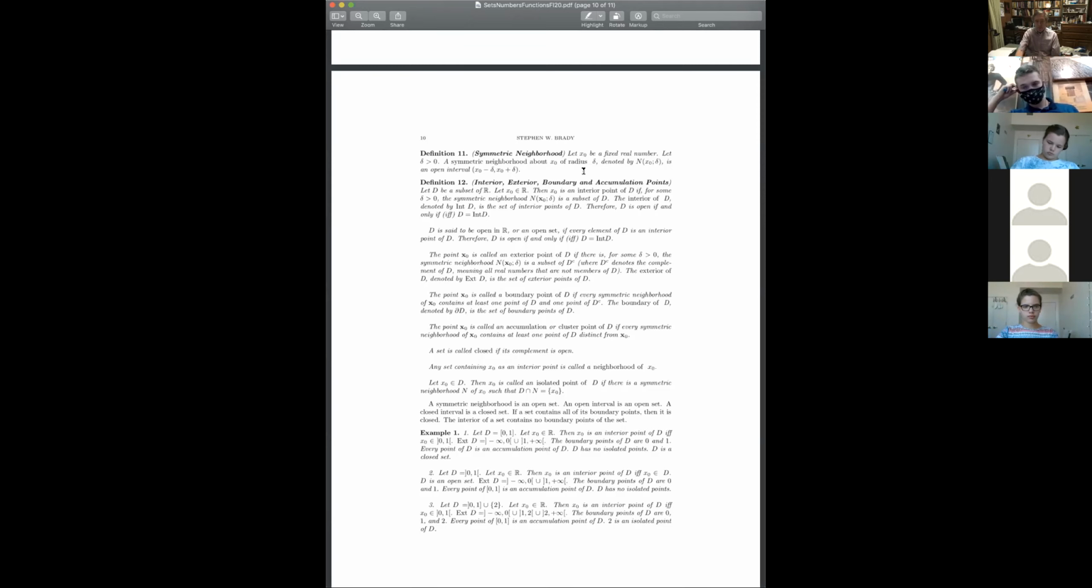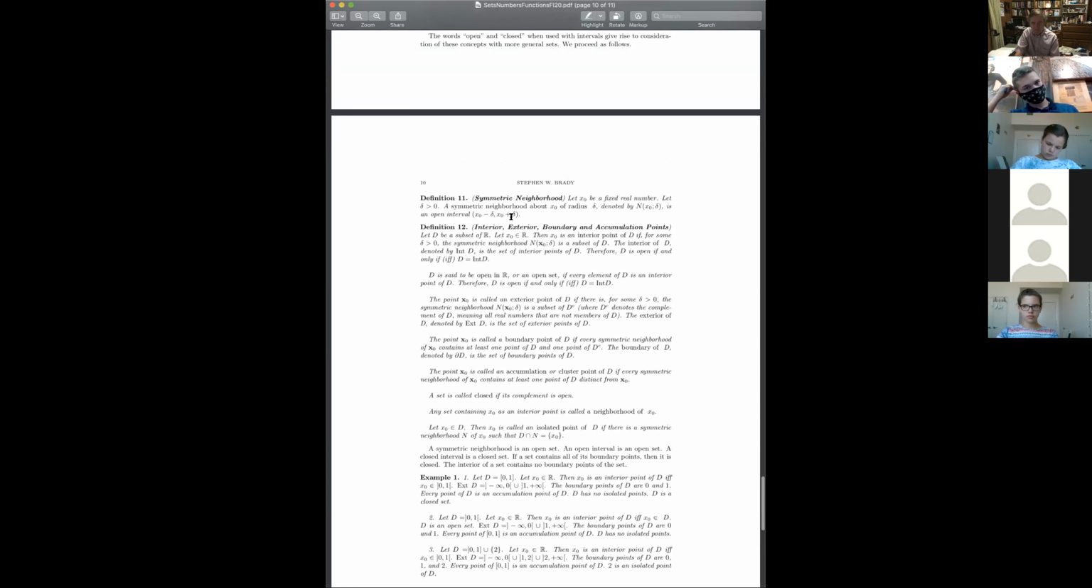Okay? Now, that's pretty easy compared to some of the rest of this, as you're going to see. So if I just take any subset of the real numbers. Now, what are some subsets of the real numbers? The positive real numbers are a subset. All the real numbers are a subset. Okay? The interval from 0 to 1 is a subset.